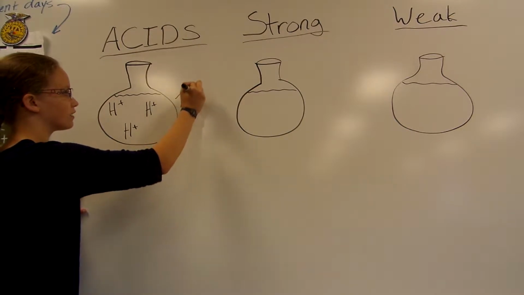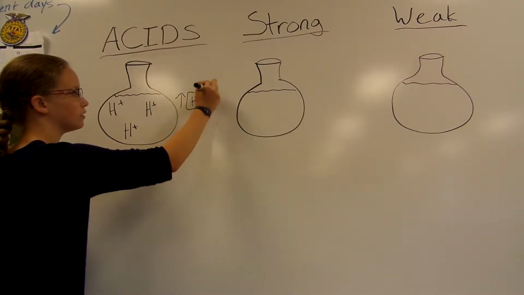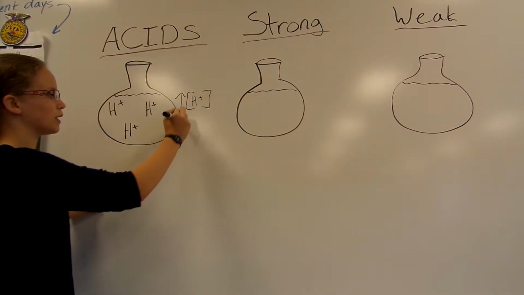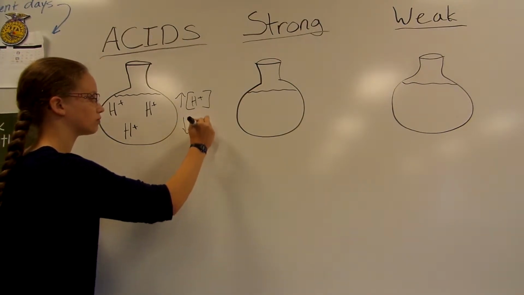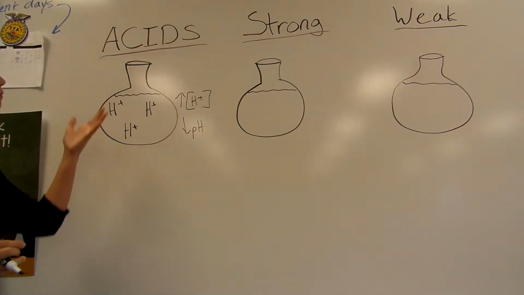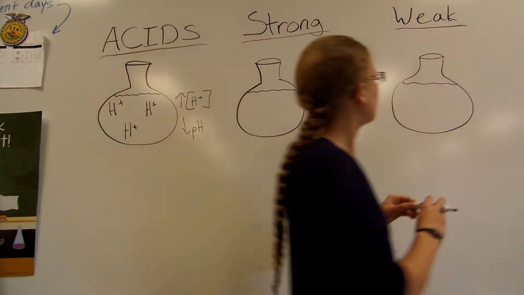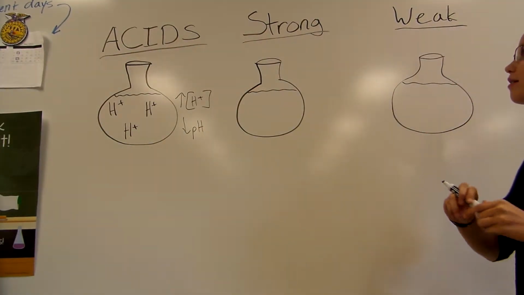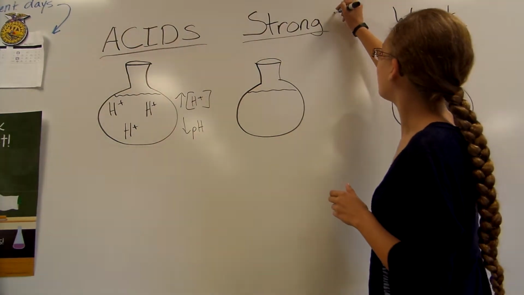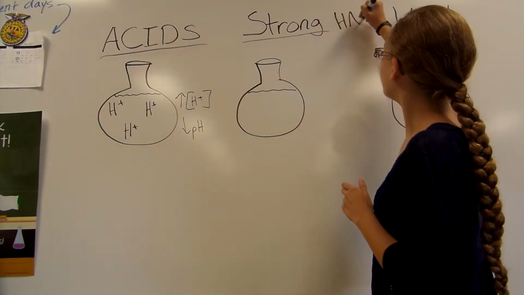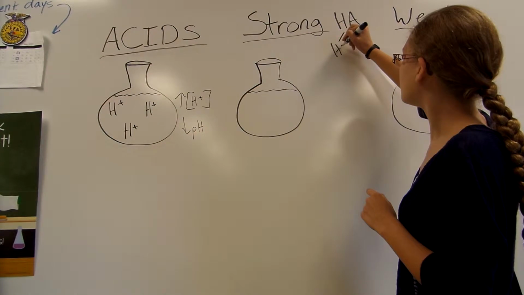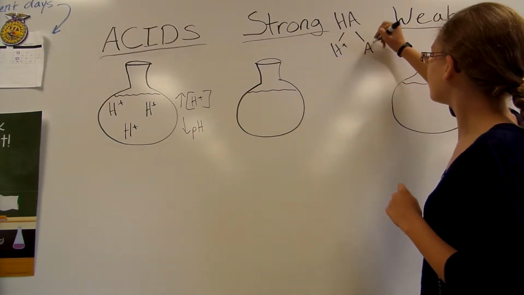This high concentration of H plus causes there to be a low pH. But broken up into acids, there are strong acids and weak acids. Let's start with looking at strong acids. We're going to use the general acid equation HA, which breaks up into H plus and A minus.